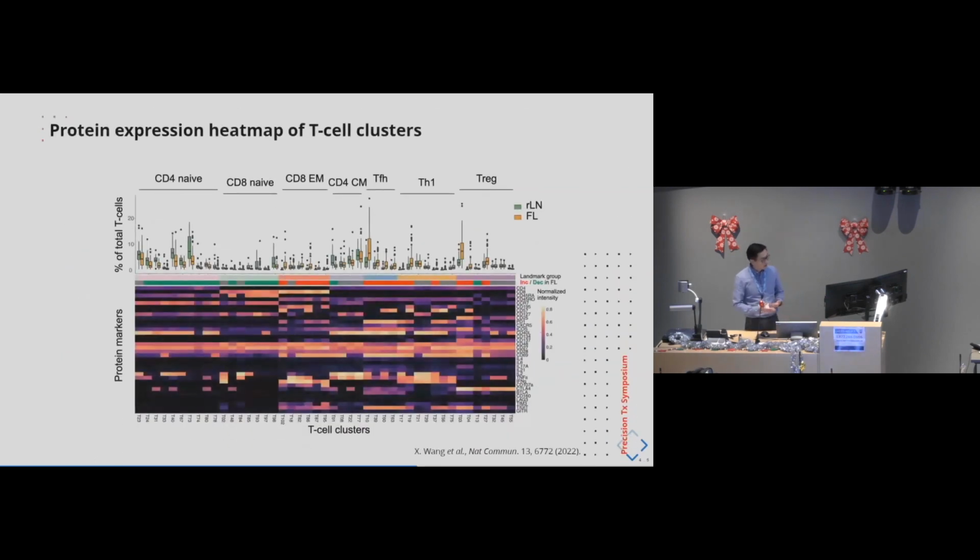There's another way we look at it: we use a heat map and also a bar graph to show which populations changed in FL compared to reactive lymph node.